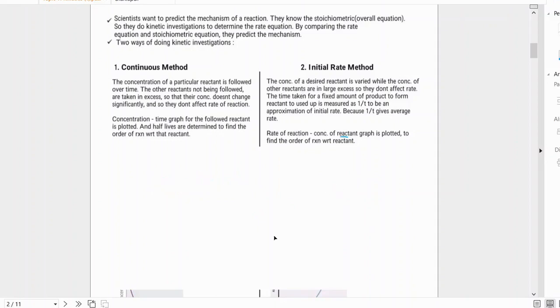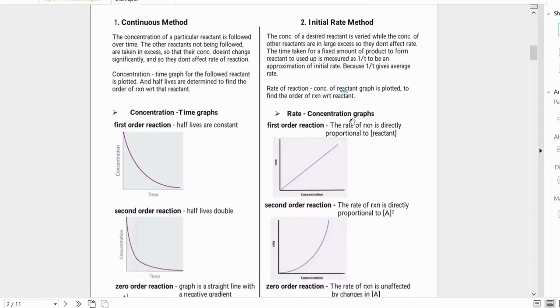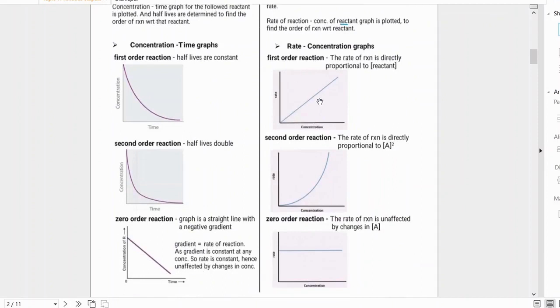And as you would expect, after all this talk, the rate of reaction against concentration of the varied reactant is plotted to find the order of reaction with respect to that reactant. So, rate-concentration graphs for first order, second order, and zero order. These are quite common exam questions. These are not things you should skip over. You memorize this. Memorize the shape of the graph.